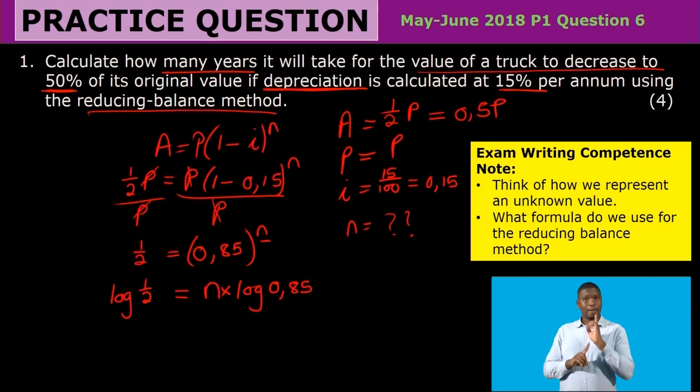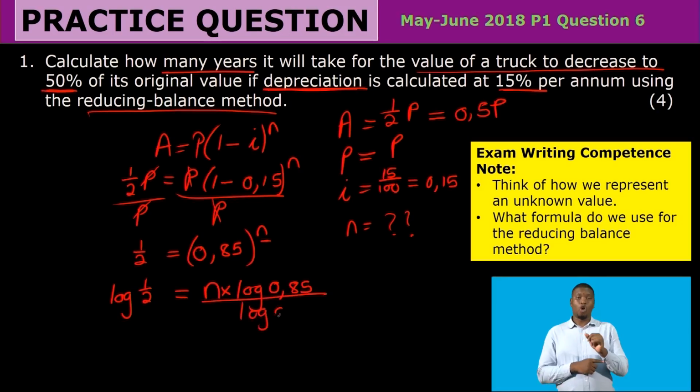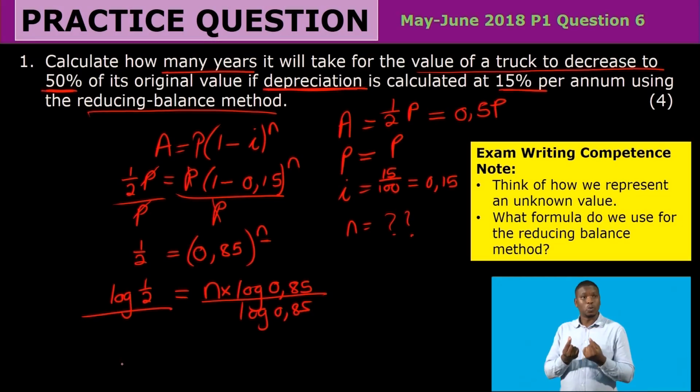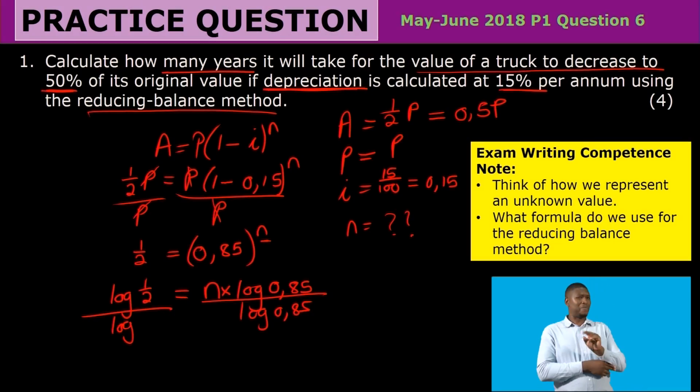Now, how do we get to that value of n? Well, we are going to divide by whatever is disturbing our n from being alone, and that is the log of 0.85. Now, a common mistake here is that when you get to the left-hand side, you are going to divide by log of a half, but that is not the case.